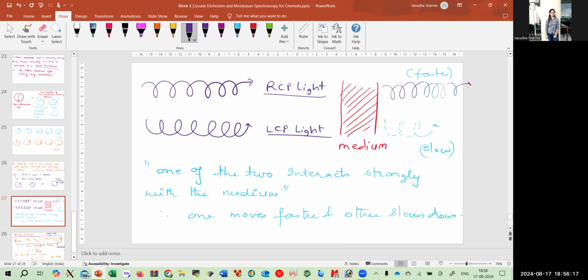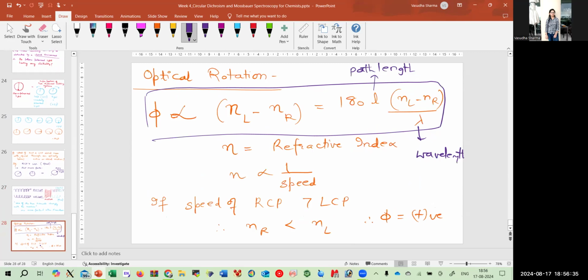We can understand from here, if we have an RCP and LCP light and we have a chiral medium, one of the two lights is interacting with the medium more strongly. Therefore, one gets faster in movement and the other gets slower. Based on that, we have an optical rotation, and its value will be positive or negative depending upon whether the movement of your RCP and LCP is different, same, or one is greater than the other.